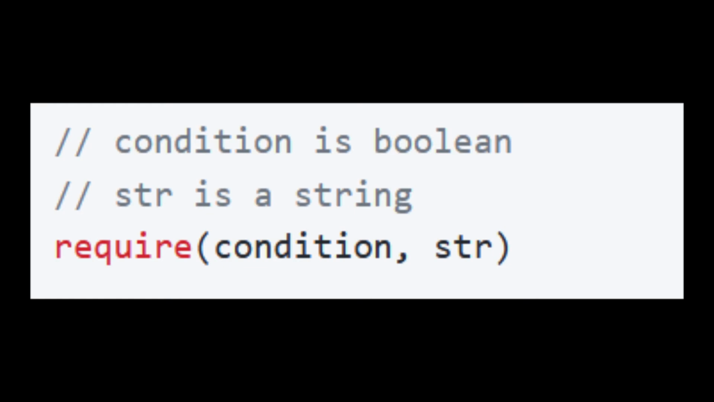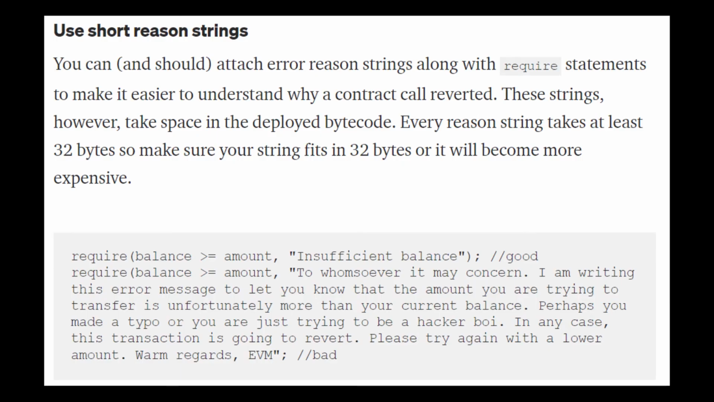I'm going to use this example that I got from Mudit Gupta. In the first example, you see that the string is under 32 bytes, which is "insufficient balance". But then in the second example, we can clearly see that the string is way over 32 bytes. So this will make the cost of gas go a lot higher in your code.